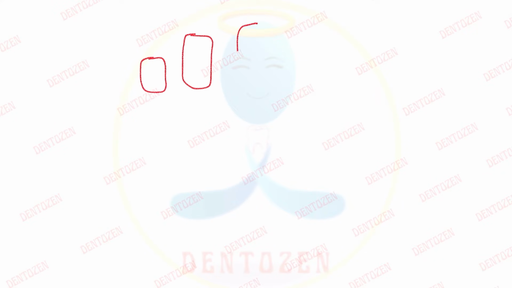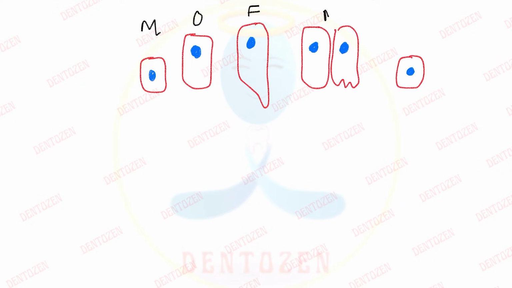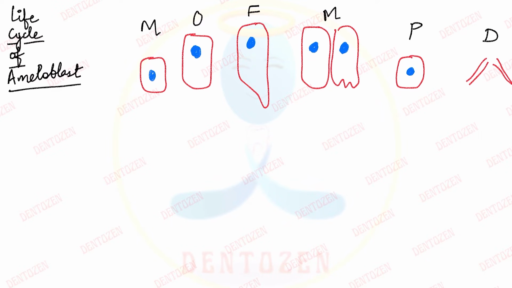Before that, let's know about the cell ameloblast, which forms enamel. It goes through various stages in its life cycle, and this is known as the life cycle of ameloblast, in which there are 6 stages which we have already discussed in the last video. So please go through that video first so that you can understand amelogenesis in a better way. In its first 2 stages, the cell prepares itself. In the next 2 stages, it actually forms enamel, and in the last 2 stages, it protects the enamel and helps in the eruption of the tooth.